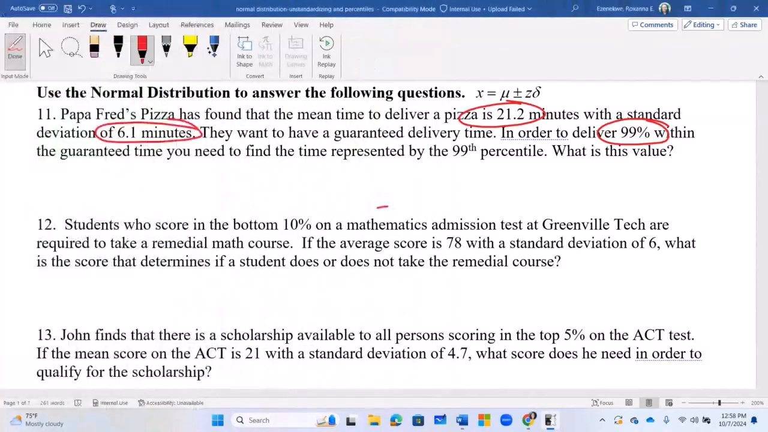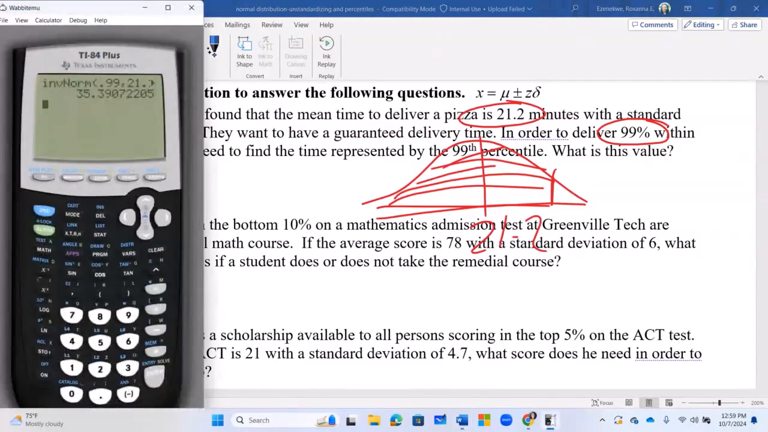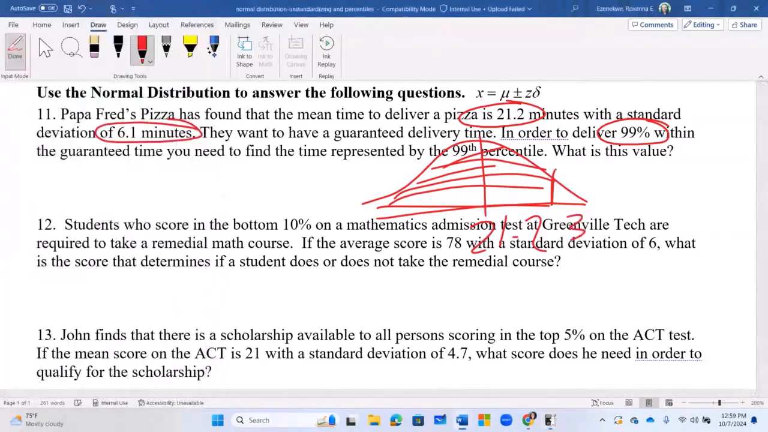So I'm going to draw a normal curve representing what my answer is. So the mean is 21.2. The standard deviation is 6.1. So the score corresponding with 99 percentile, this time we're not going to write this as a score because it is actually raw data. So it is 35.39.